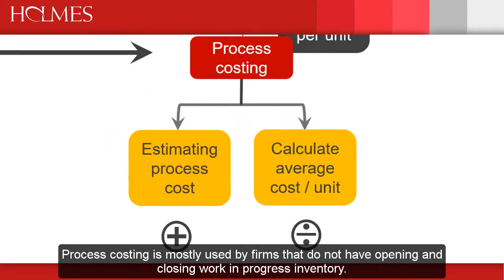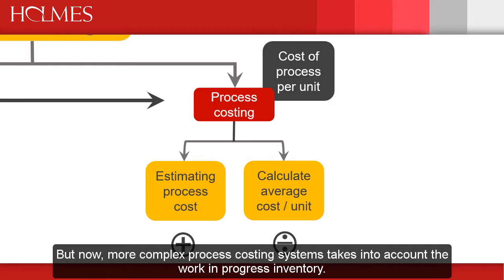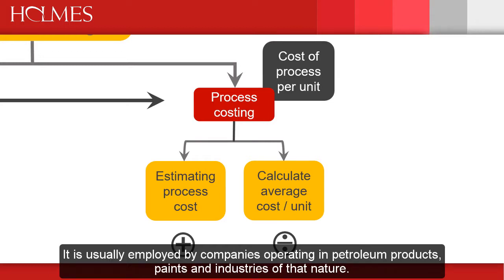Process costing is mostly used by firms that do not have opening and closing work in progress inventory. But now, more complex process costing systems take into account the work in progress inventory. This is usually employed by companies operating in petroleum products, paints, and industries of that nature.